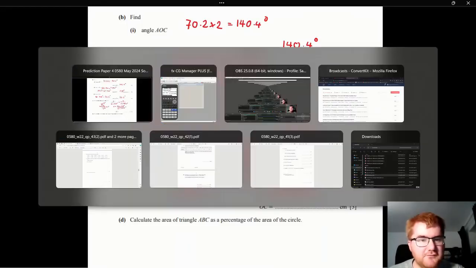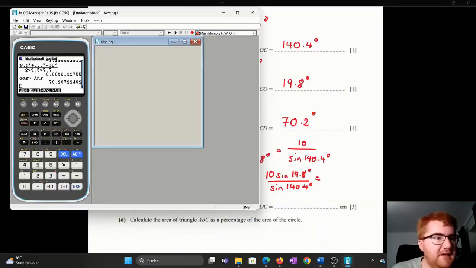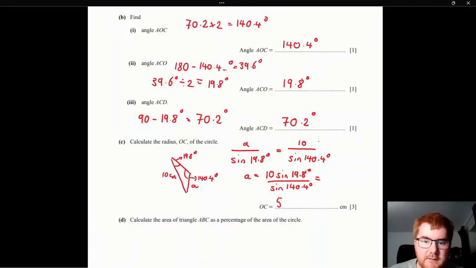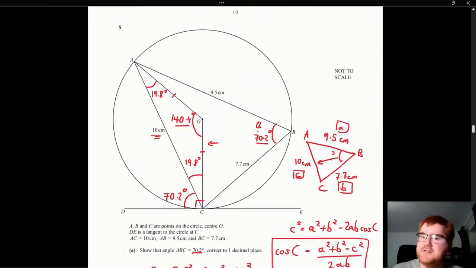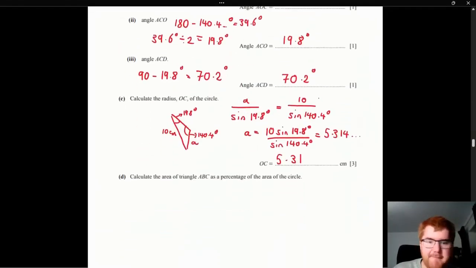So let's pop that into our calculator. Let's use the one on screen just so you know where the sine button is. So fraction button, 10 sine 19.8 divided by sine 140.4 gives us 5.314 and so on, and that rounds to 5.31 centimeters. Again, it seems a reasonable length if we look at the diagram, not to scale of course, it says here, but yeah, this being 5 centimeters could certainly be fine.